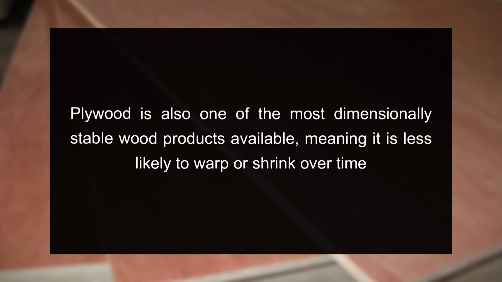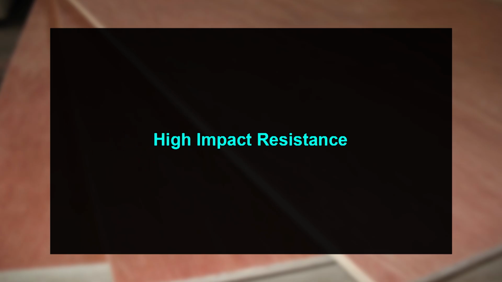Plywood is an extremely versatile material and can be used for a variety of applications, including flooring, wall panels, and roofs. It is also one of the most dimensionally stable wood products available, meaning it is less likely to warp or shrink over time. Let's shift our focus to another standout property, that is, its high impact resistance.